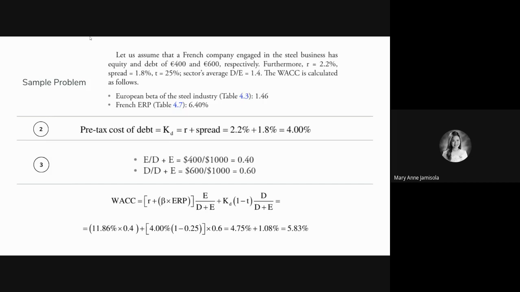or you can also say 11.86% times 40%. And then plus your after-tax cost of debt. So you deduct tax from the original pre-tax cost of debt, which is 4%, and then multiply it by the weight of the debt, which is 60% or 0.6. So therefore, you can get your WACC of 5.83%.